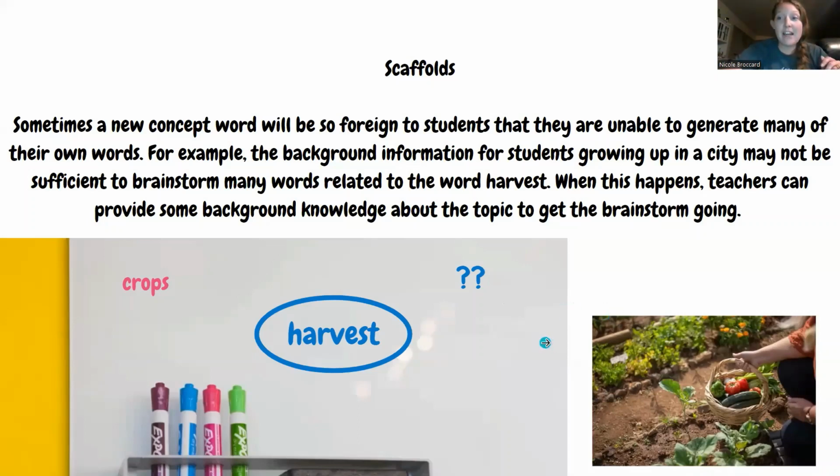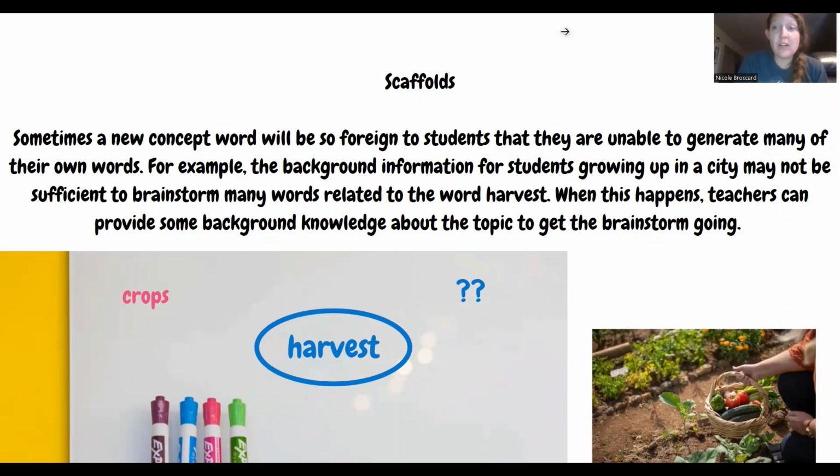This can be done by either introducing a short story or maybe a video to just show what harvest might be like. In this case, it's important for the teacher to understand and to provide background knowledge that is necessary for students to make connections while completing a semantic map.